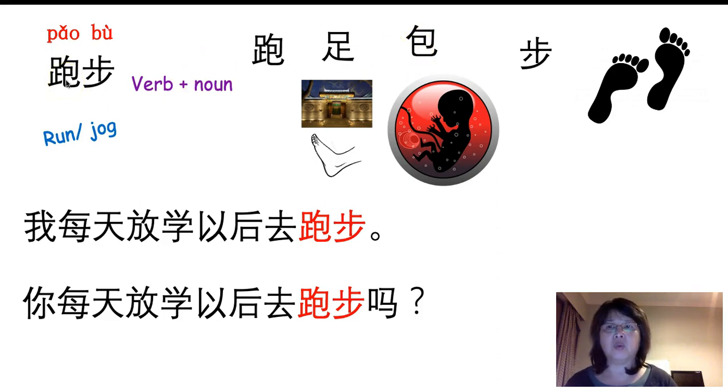跑 means run or jog. 步, you see this is quite similar. So step and another step. So that means step. 跑步, running on the step, but it's the Chinese word for running or jogging.